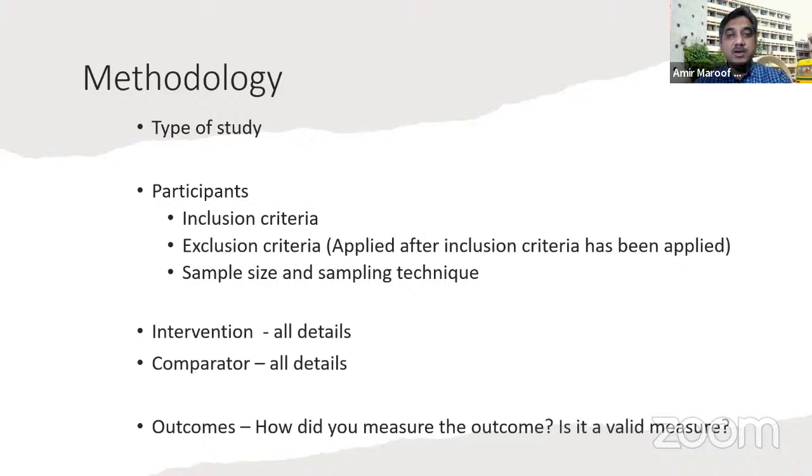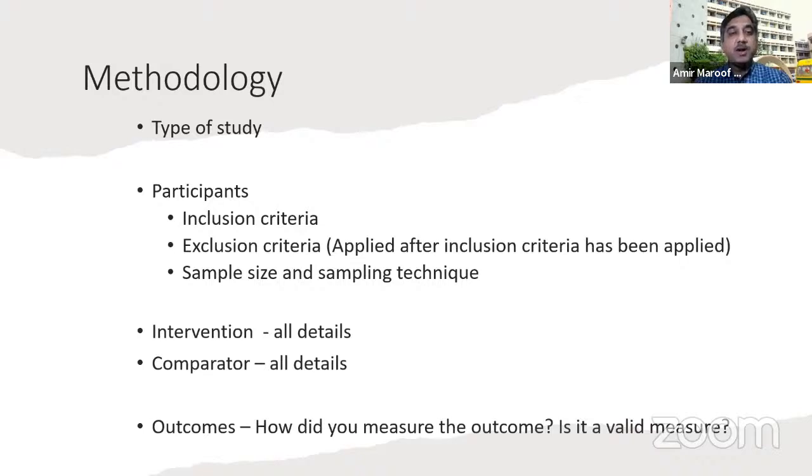Where did you do the study? In an operation theater-based study. Depending upon the study, you will write the setting of the study: rural area, urban area. You can write all these things. Then, again, we follow the PICO pattern. In methodology also, we follow the PICO pattern.